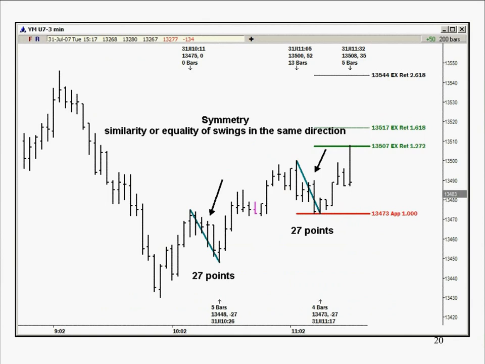Okay, let's see, this next example is a symmetry trade setup on a 3-minute chart in the mini-size Dow. Symmetry, the definition of symmetry, is similarity or equality in swings in the same direction. So here, this is where I took a prior corrective decline, and it was 27 points. You can label this in Dynamic Trader, and it will tell you how many points, how many bars it's taken, what's the price, what's the time that it occurred, and all that good stuff.